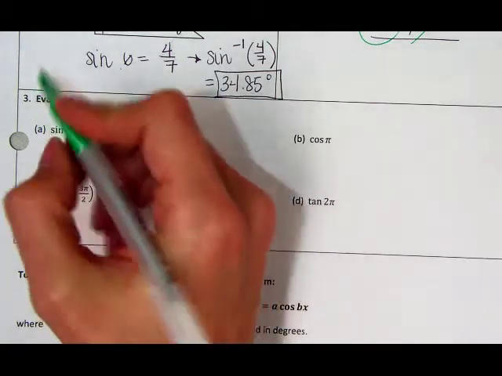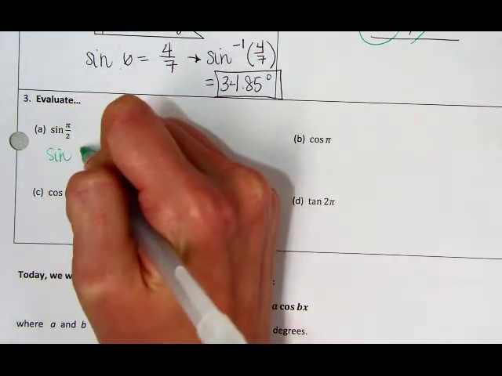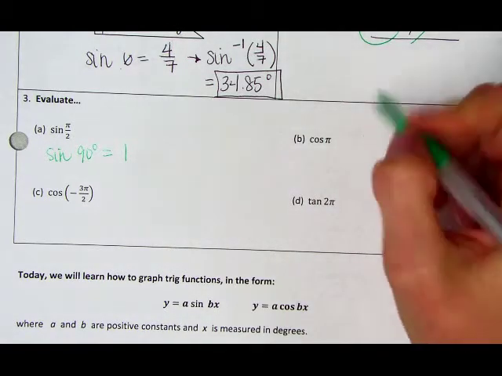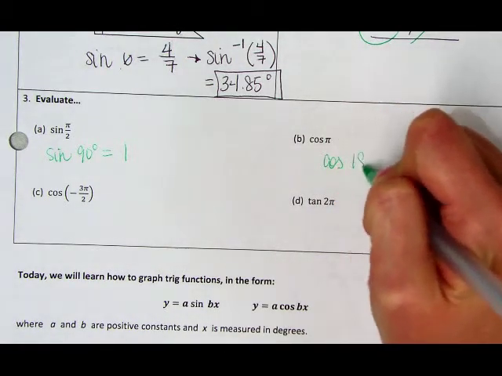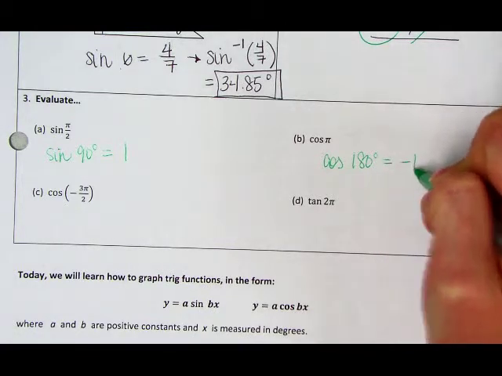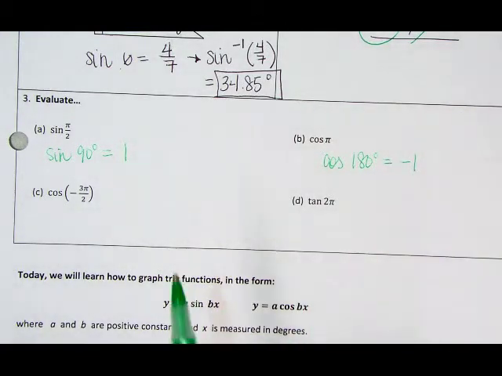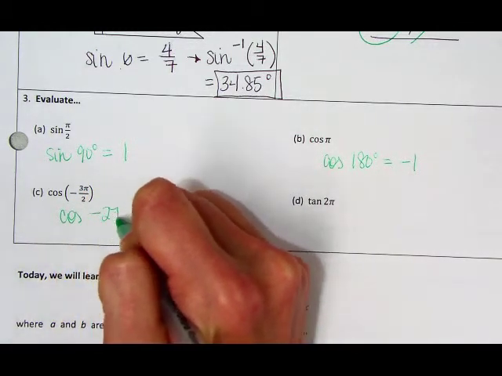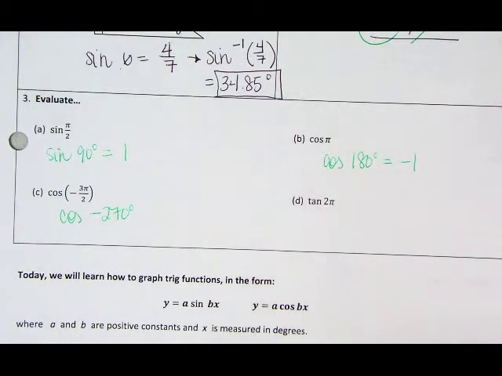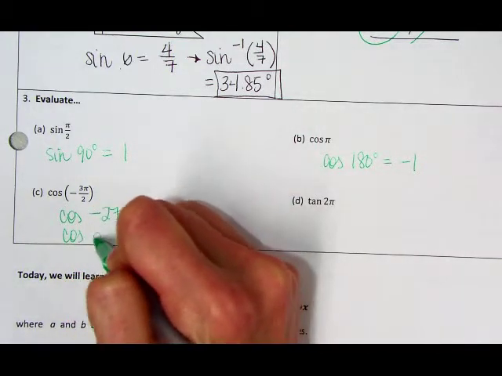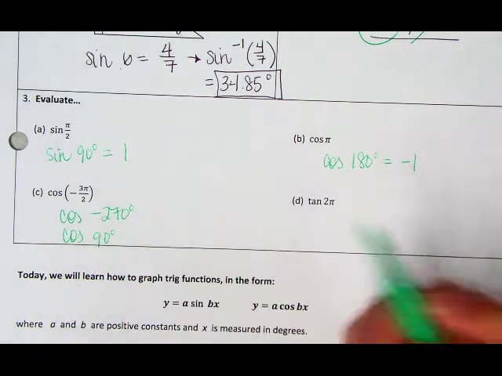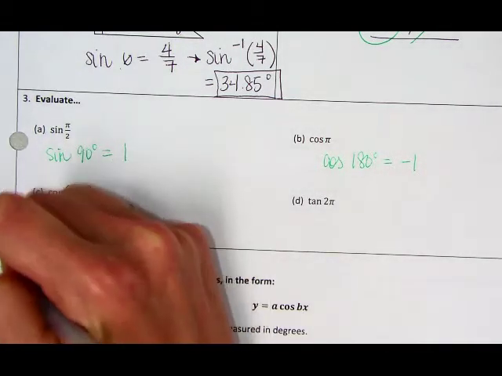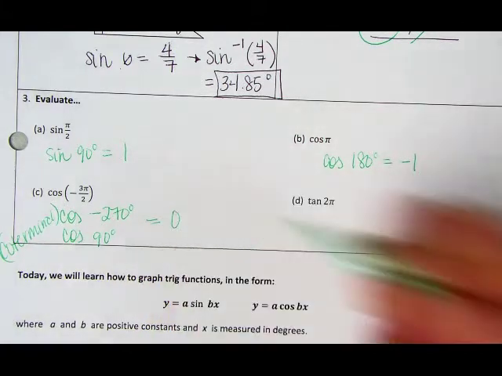Sine of pi over 2 is the same thing as sine of 90 degrees, which we know is 1. Cosine of pi is the same thing as cosine of 180 degrees. On my unit circle, that's negative 1. Cosine of negative 3 pi over 2 is the same thing as cosine of negative 270 degrees, but it's also coterminal with my cosine of 90 degrees. Those exist in the same position. They're coterminal. And we know that to be 0.